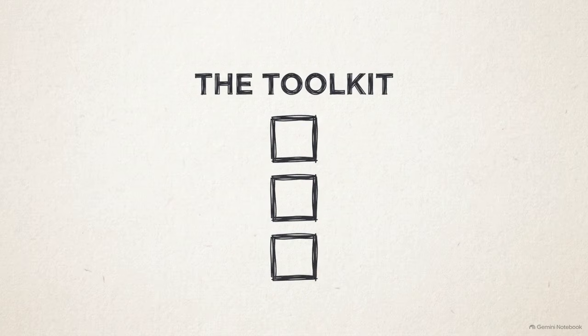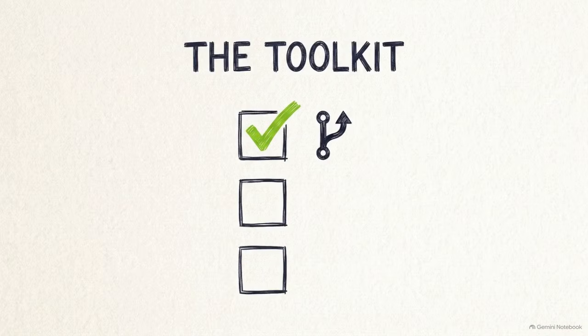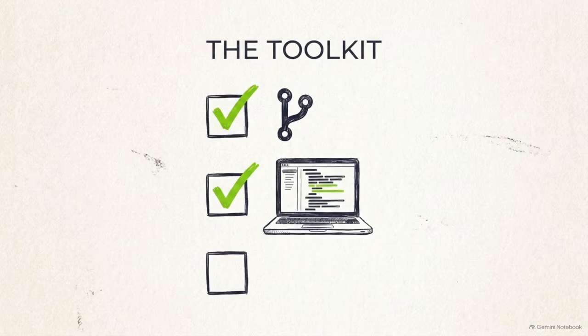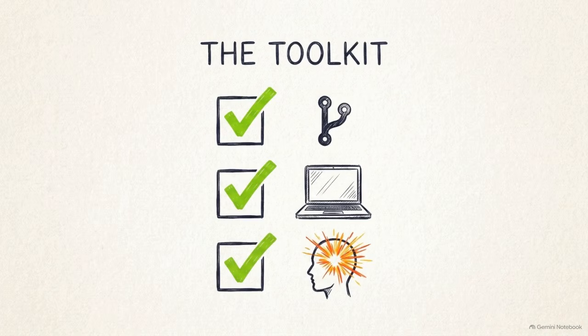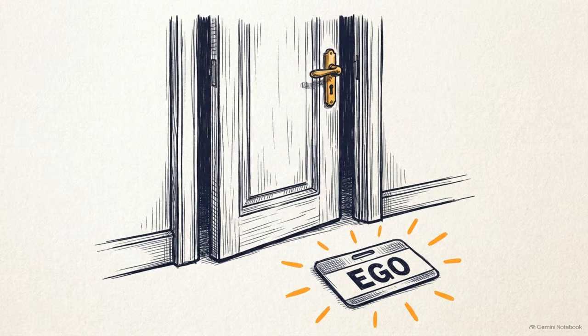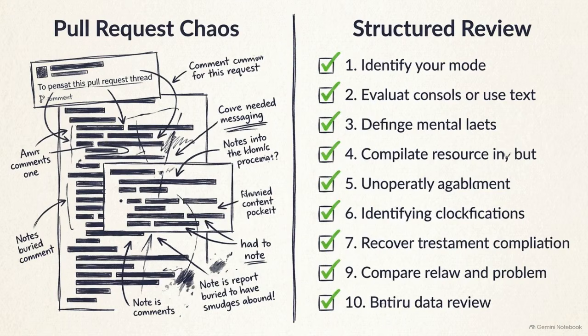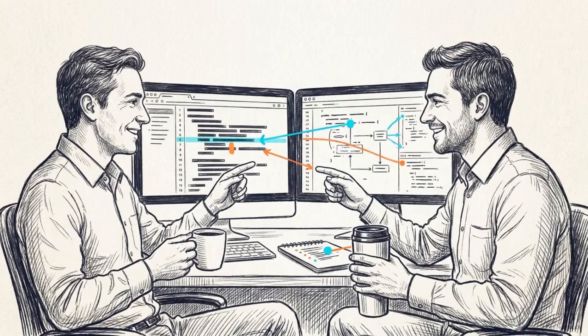To execute this, you only need three things: a pending pull request, your local development environment, and most importantly, an open mindset. You have to be willing to leave your ego at the door. By sticking to a structured, objective process, we stop treating reviews like hostile critiques. Instead, the review becomes a collaborative tool to catch bugs early and level up the entire engineering team.